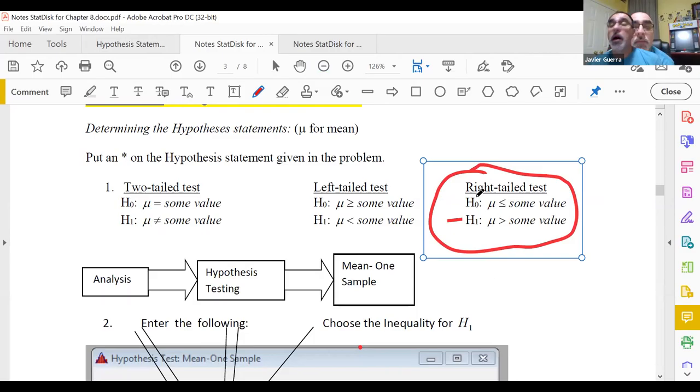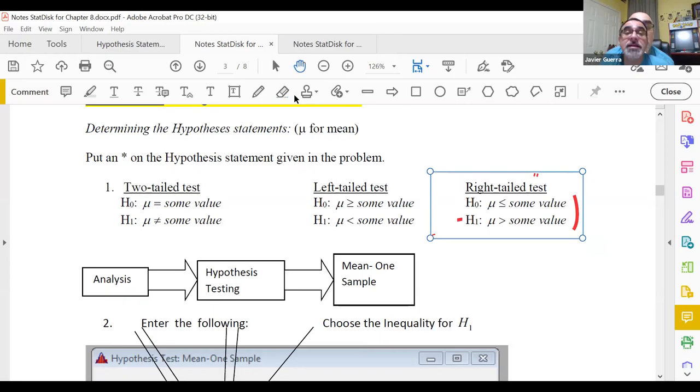The set of hypothesis statements is called the right tail, and you write down right tail into it. It's got to be one of these sets, folks. It has to be a two tail, a left tail, or a right tail, just based off of that wording. And so there's my first set of hypothesis statements. There you go.